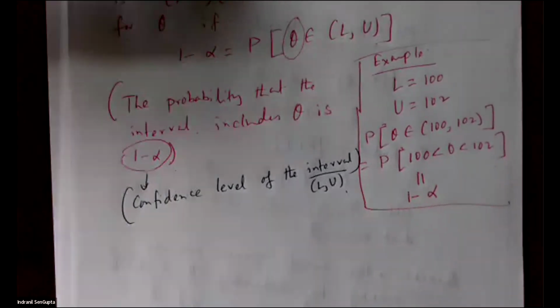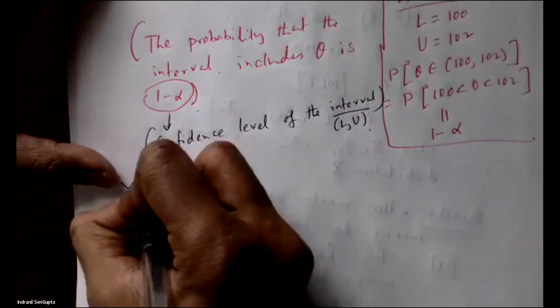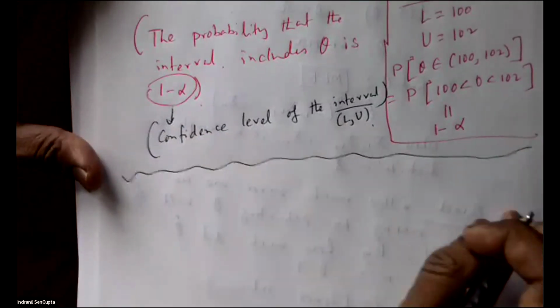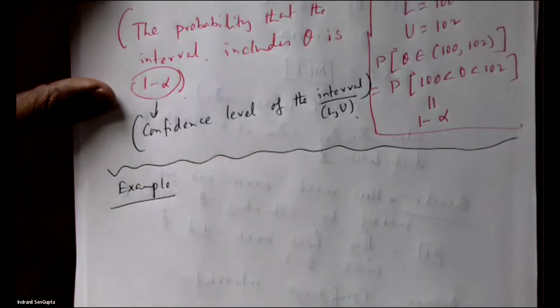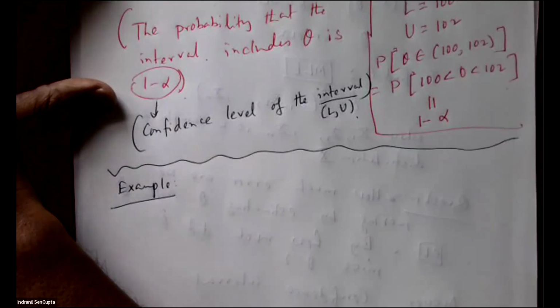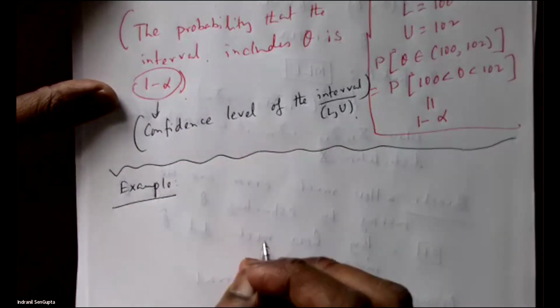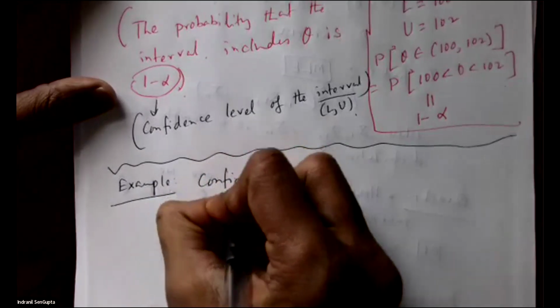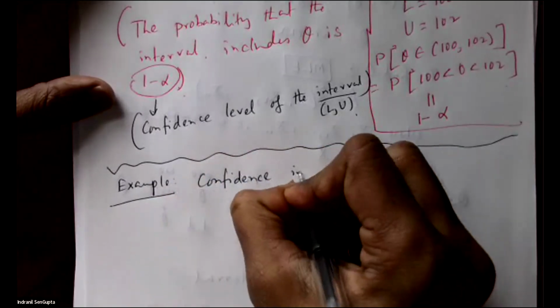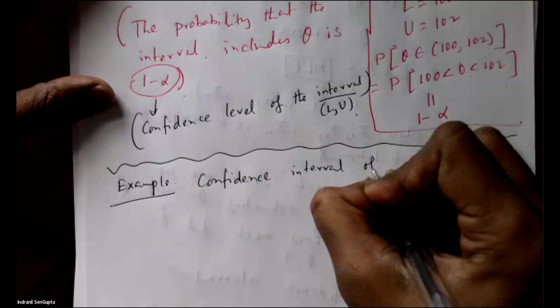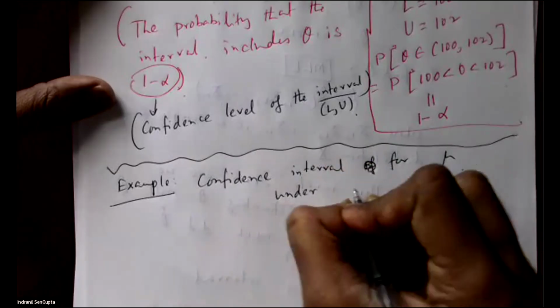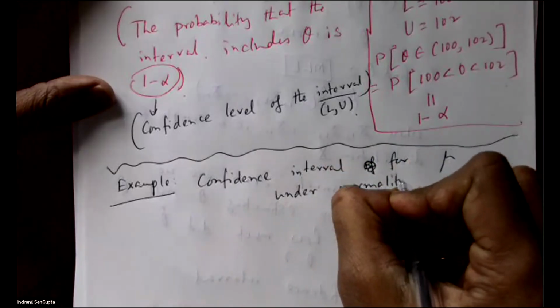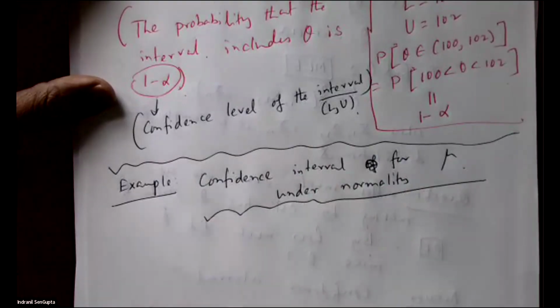Let's do an example. This is called the confidence interval for mu under normality. I'll explain what it means. But this is a good example which shows how to compute the confidence interval.